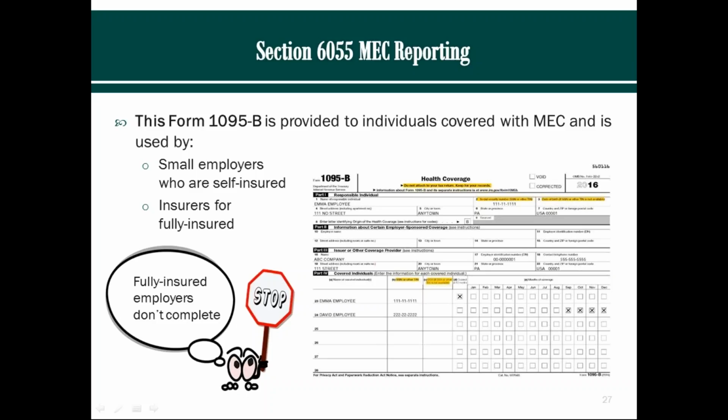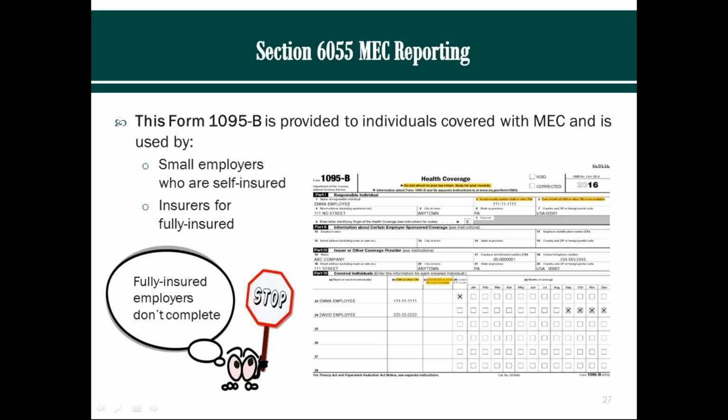We talked about the Social Security numbers and 3 solicitations if you don't have it. We talked about Emma employee. She's the employee. She was covered for all 12 months, so we checked that box all 12 months. David employee, who was either Emma's child or Emma's spouse, only came on towards the end of the year, so we only checked the months that he was covered in.